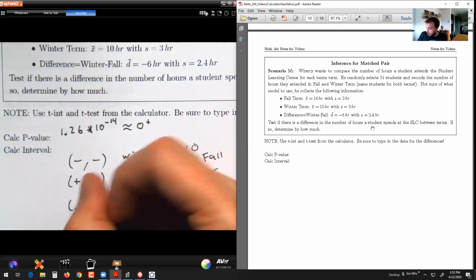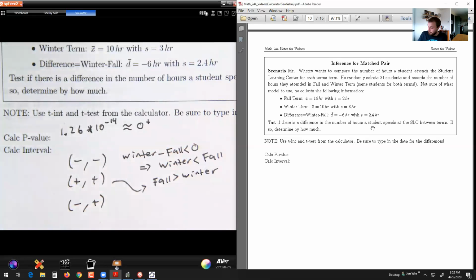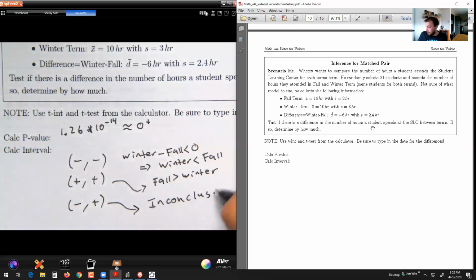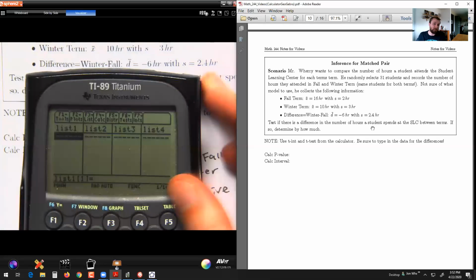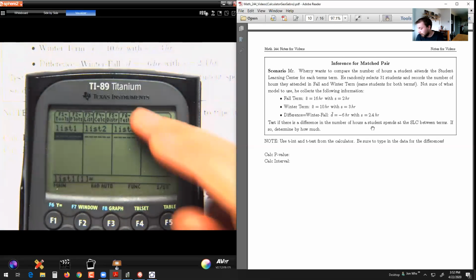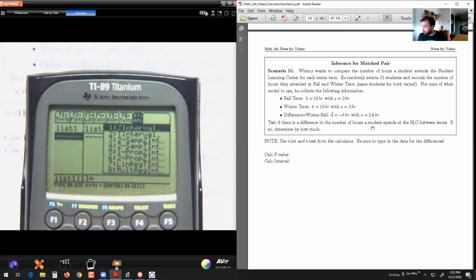And finally, the thing that I'm hoping I don't get is the negative and a plus. Negative and a plus is inconclusive. This was the same sort of conclusion that I had going on when I was looking at two independent averages. In my calculator, how I'm going to do the interval, instead of a t-test, I'm going to do a t-int. So I'm going to go to F7, where intervals live. Choose T-int.